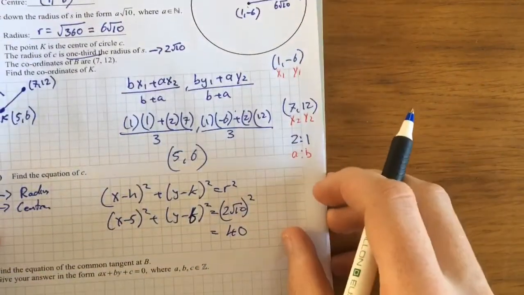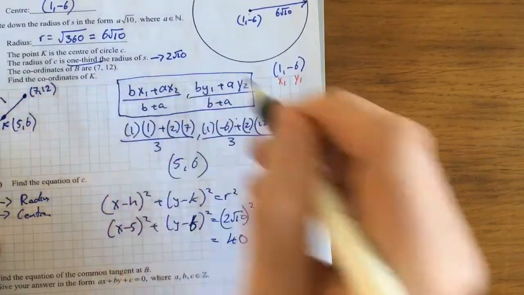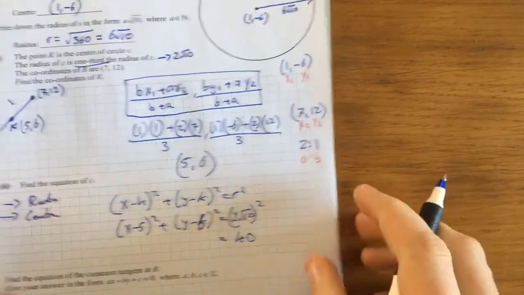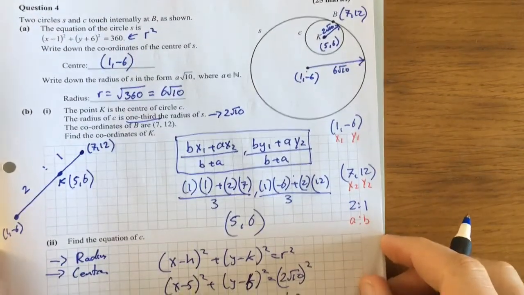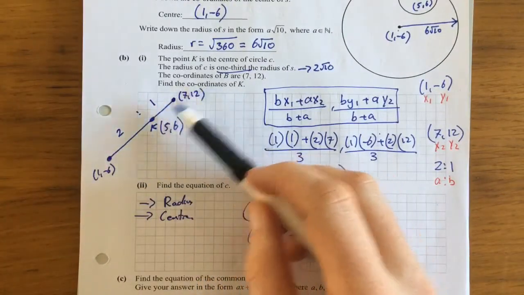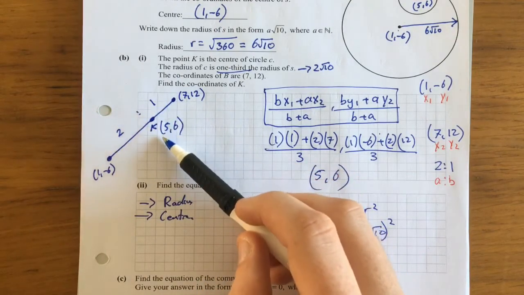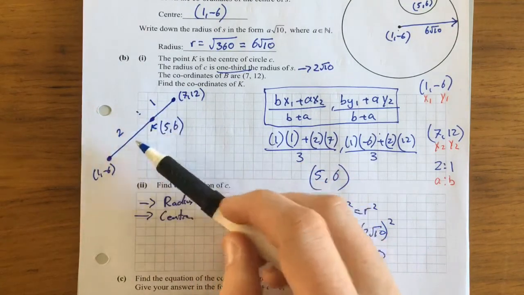So once again, this formula, which comes up in coordinate geometry of the line, can make an appearance in coordinate geometry of the circle. And you would use it when you want to get a line that is being split up into a certain ratio, and you want to find the point that splits it up into that ratio.